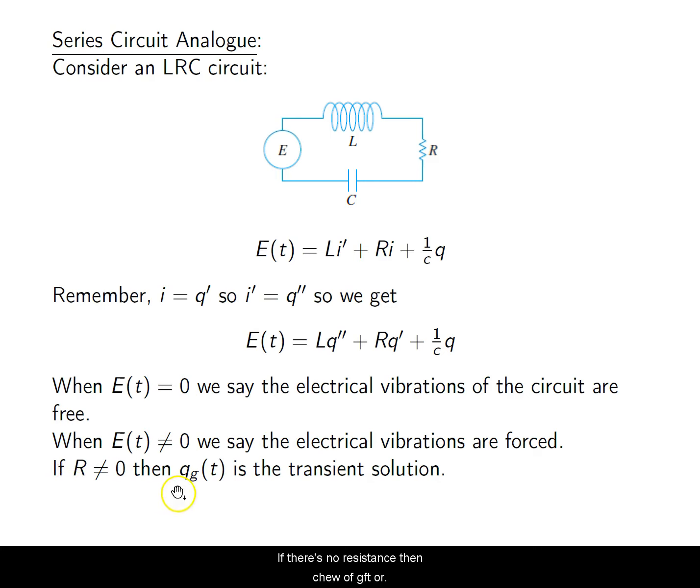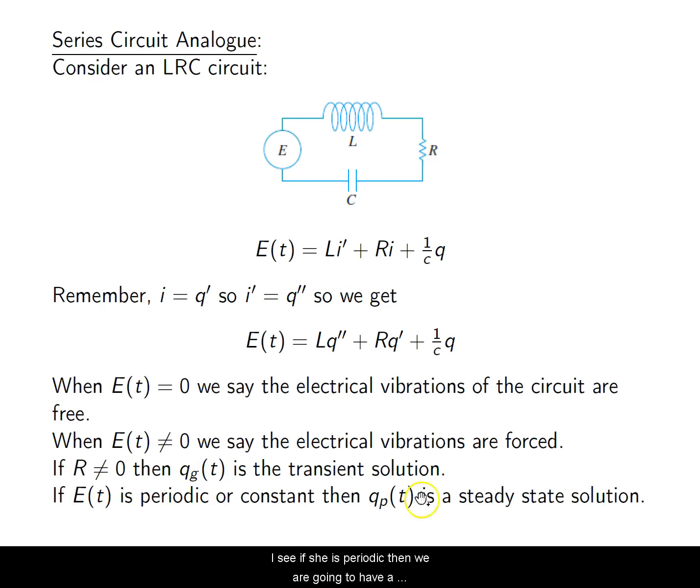If there is no resistance, then Q_c of t, basically the solution to the general equation, or the complementary solution if you want to think about how the book talks about it, that's our transient solution. This is our general solution to the homogeneous case.